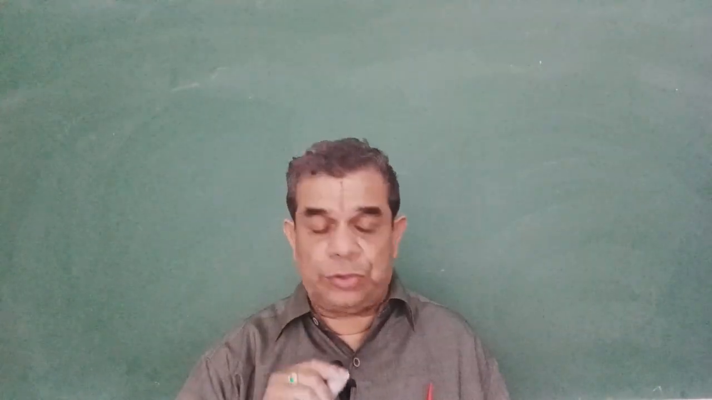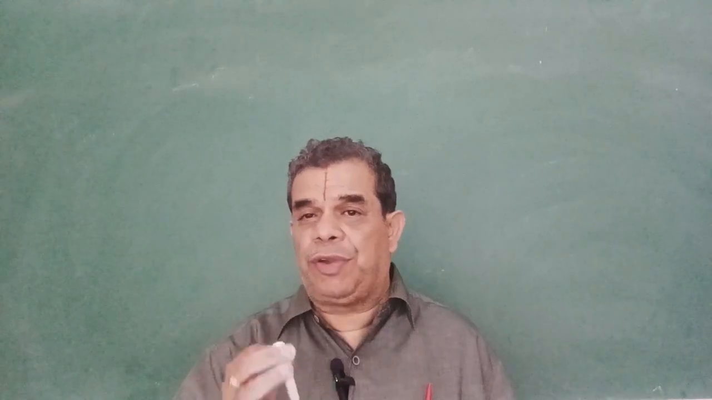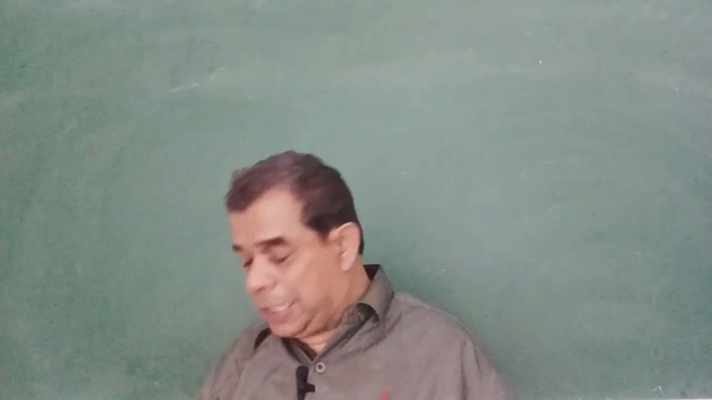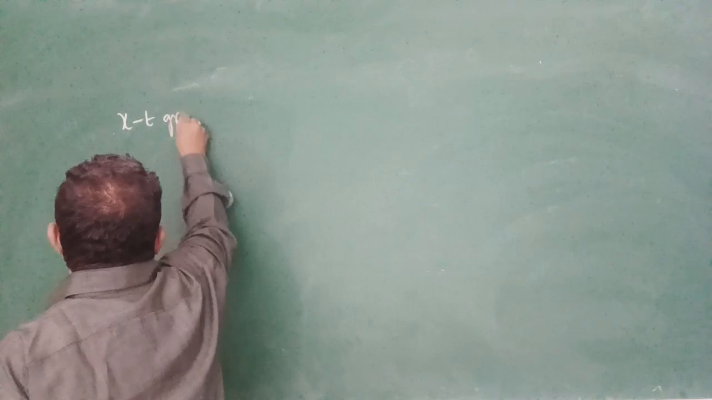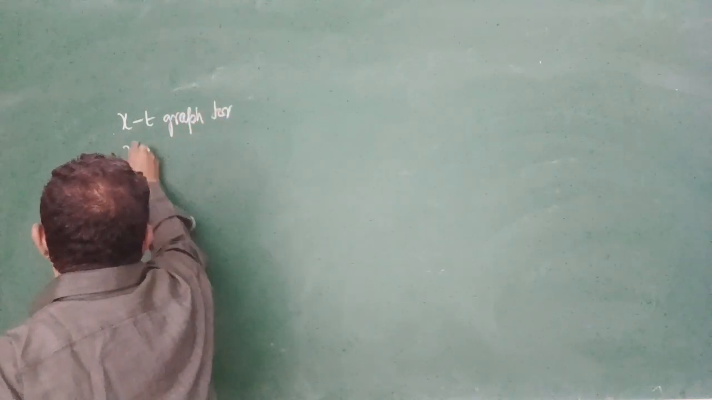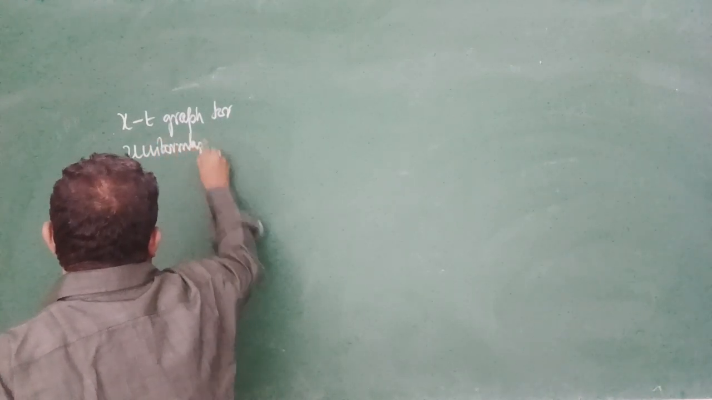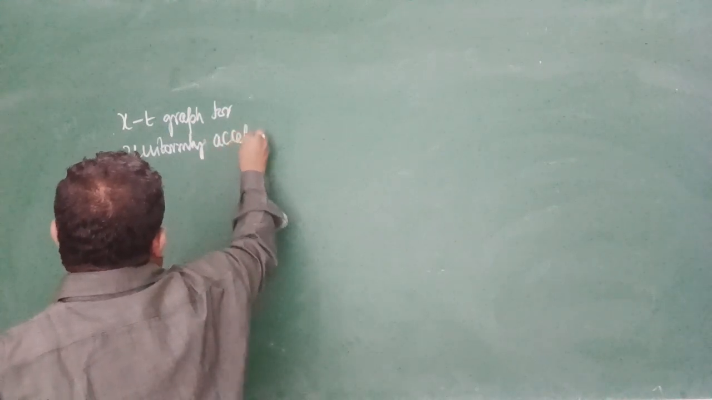uniformly decelerated motion. First, we take up position time graph, or what we call as xt graph, for uniformly accelerated motion. Observe carefully. xt graph for uniformly accelerated motion.